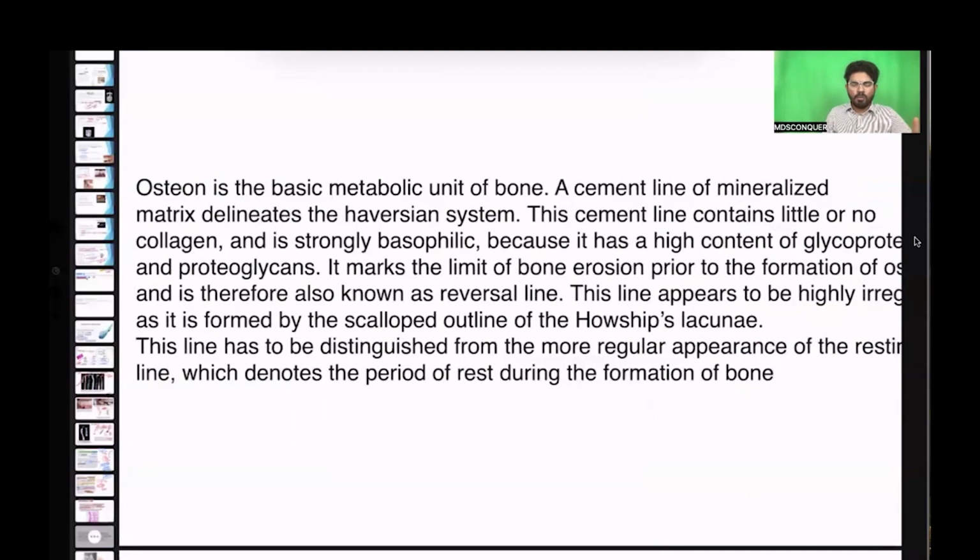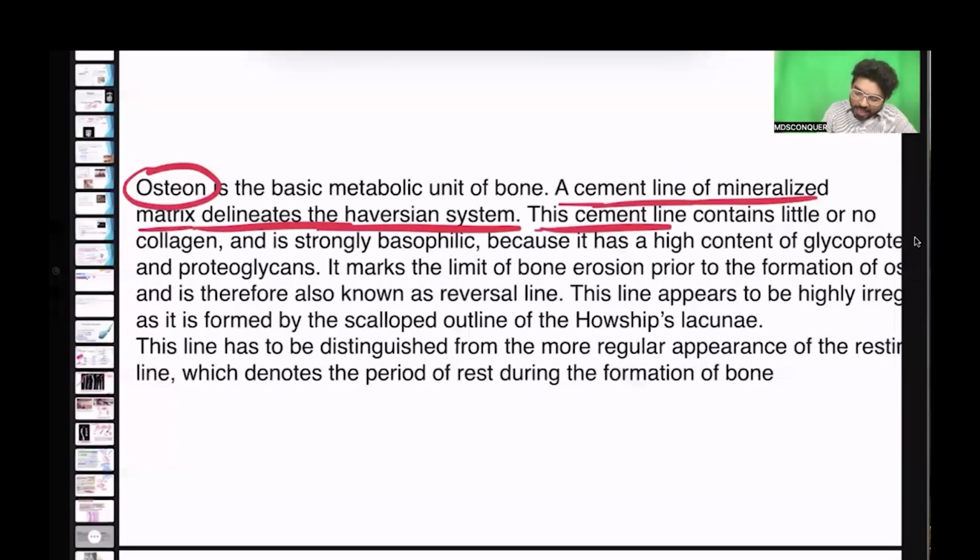Most of you know, osteon is the basic metabolic unit of bone. The functional unit of bone is the osteon. A cemental line of mineralized matrix delimits the Haversian system. This line contains little or no collagen. The points are the same as for the reversal line there: very little or no collagen.